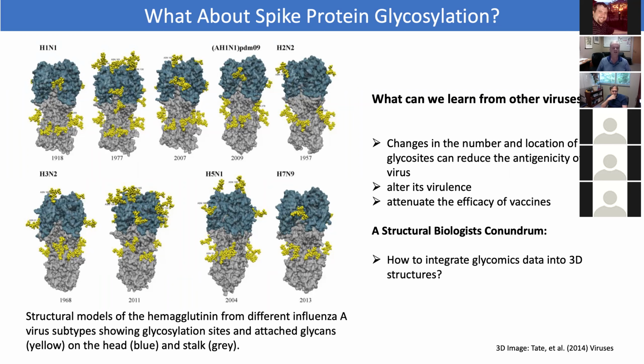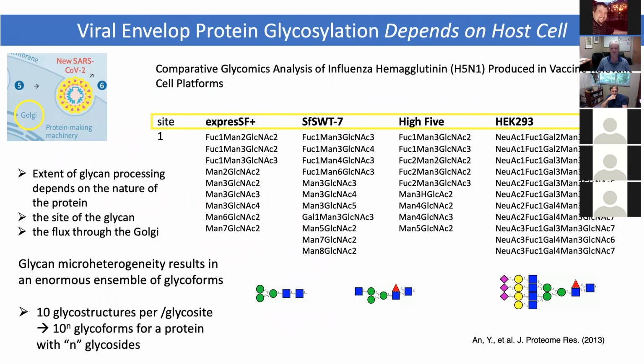So here's a case in point. Again, sticking with influenza, here we can see, at just one glycosite, all the different glycans that were observed when the virus was expressed in the Express SF+ cell line. And here's another cell line, and another, and another. These are all cell lines that are commonly used to express vaccine constructs.